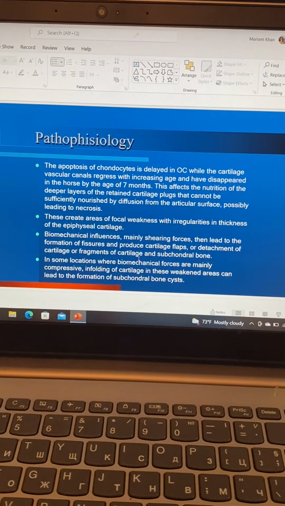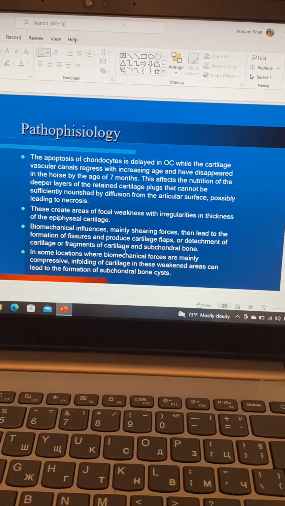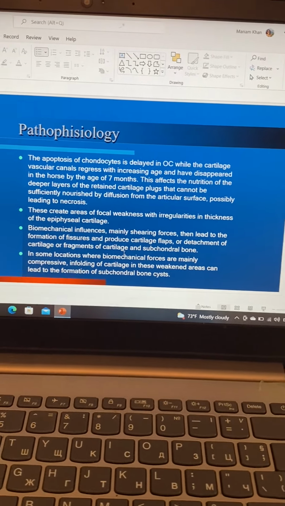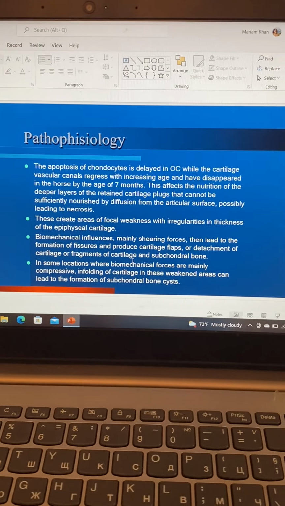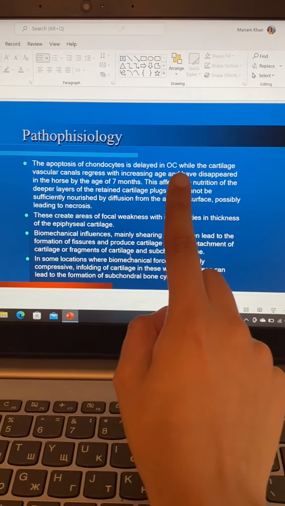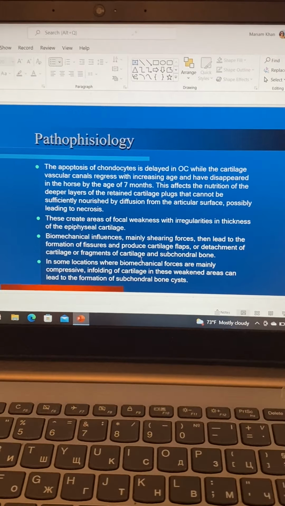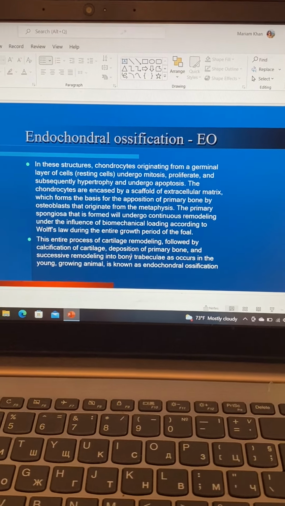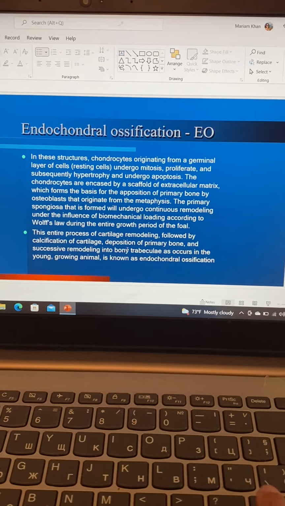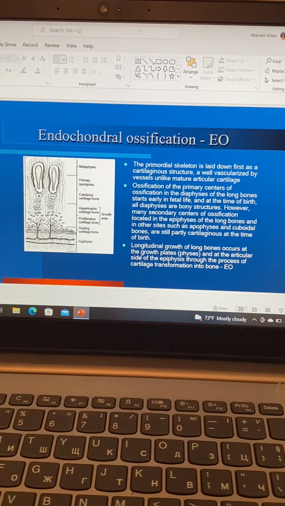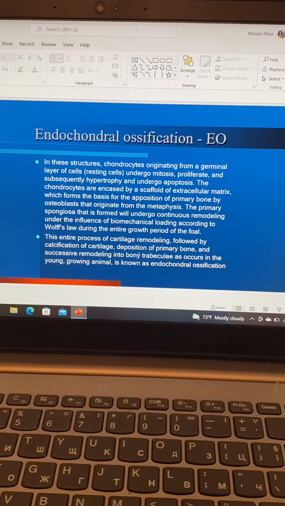Honestly, I don't think this slide was necessary. So pathophysiology. I think this is when things go wrong, let's say. So when cartilage cells die in delayed osteochondritis, OC? I'm not sure what OC is. Let me check. Okay, I think it's osteochondritis dissecans. Let me just check, yes, osteochondrosis.